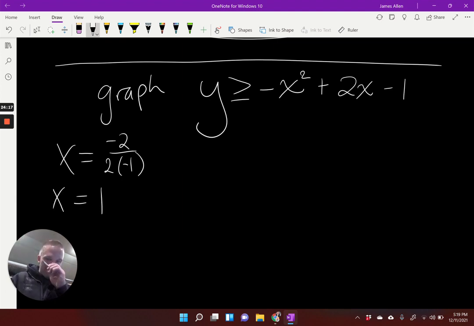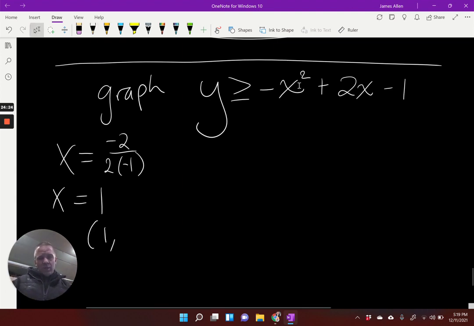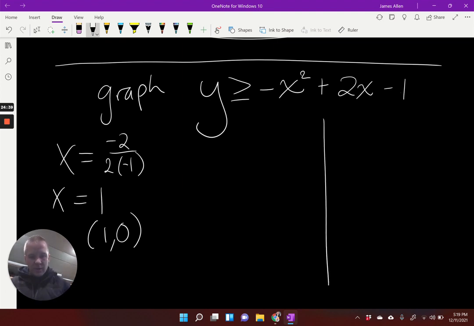Yes, I am picking some easier numbers to work with here. All right, so if I get 1, my vertex is then 1 comma something. And let's see here. I would have 1 squared is 1, make that negative. So negative 1 plus 2 is positive 1. Minus 1 is 0. So I get 0. 1, 0 is my vertex. Cool. All right, so let's go ahead and plot that, shall we?